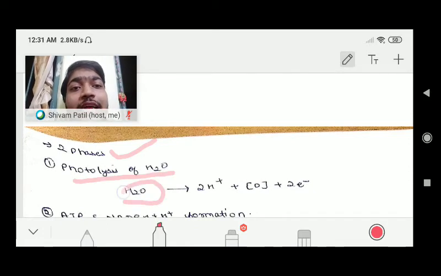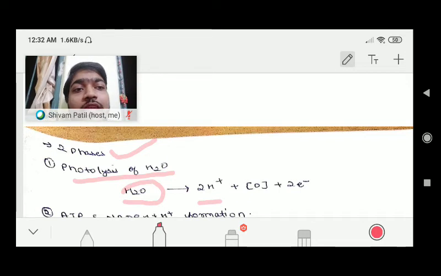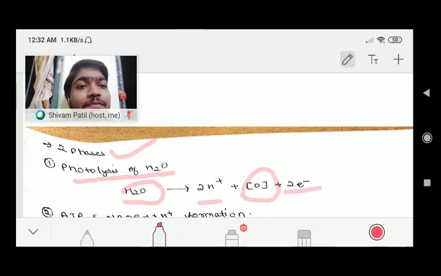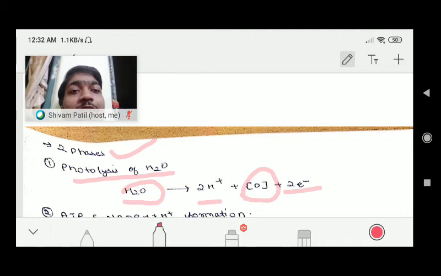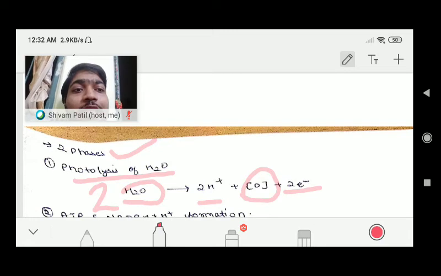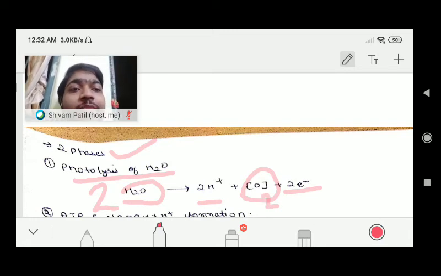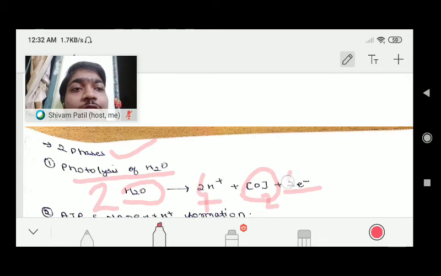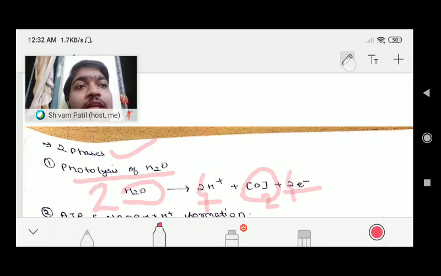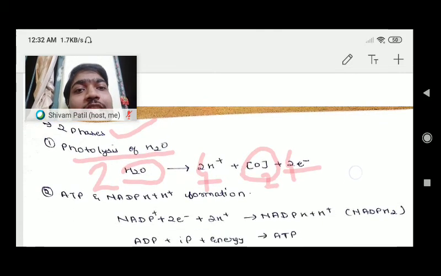The sunlight will come, and the sunlight will break down the water molecule into 2 hydrogen ions, 1 nascent oxygen atom is released, and 2 electrons are released. So when two molecules of water are broken down, then O2 will be released into the environment, and 4 hydrogen and 4 electrons are released in this process.